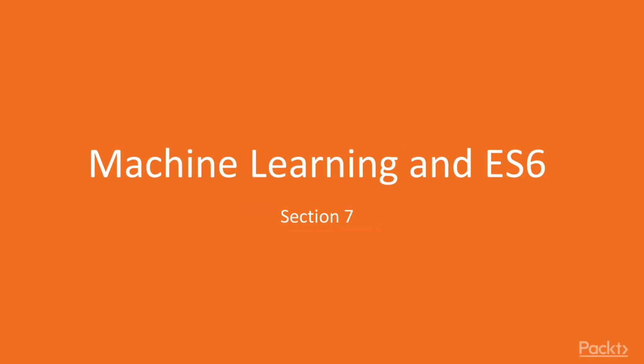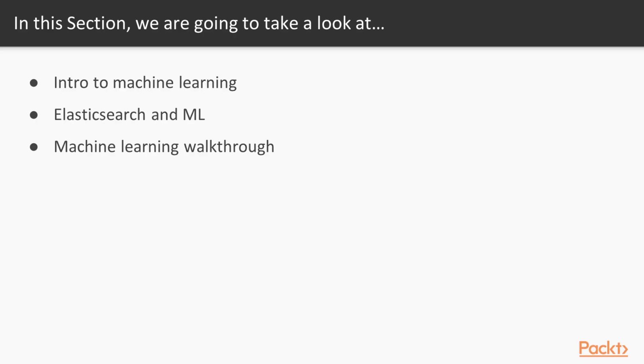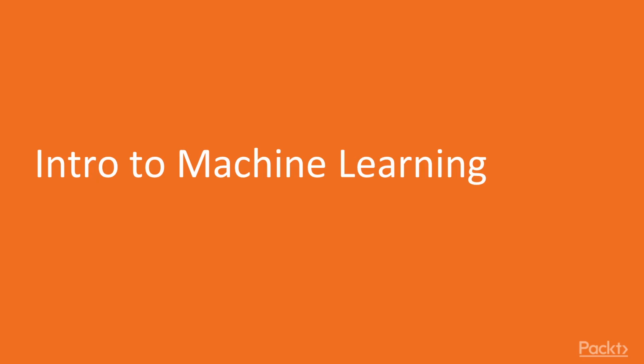Welcome to this section in Learning ElasticSearch 6 entitled Machine Learning and ElasticSearch 6. In this section, we kick things off with a brief introduction to machine learning. Next, we dive into the specifics of how machine learning is done in ElasticSearch. We conclude things with a walkthrough of a machine learning job. It's a single metric machine learning job.